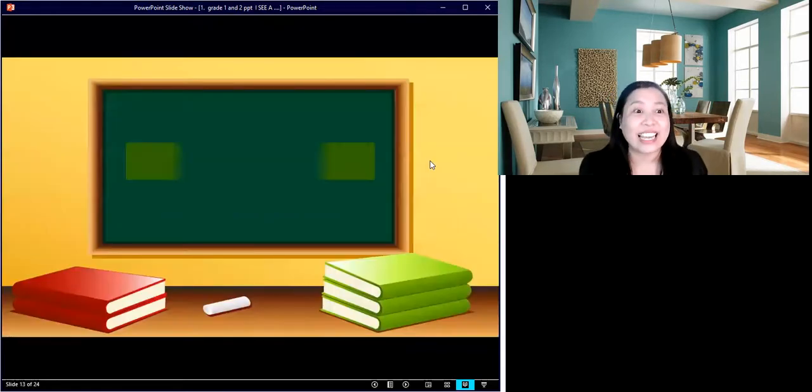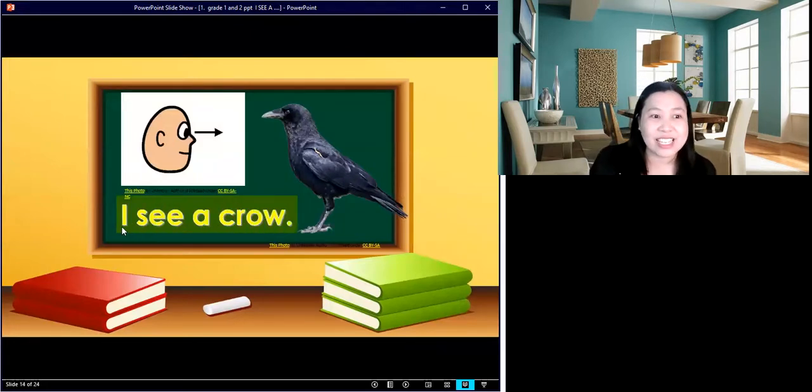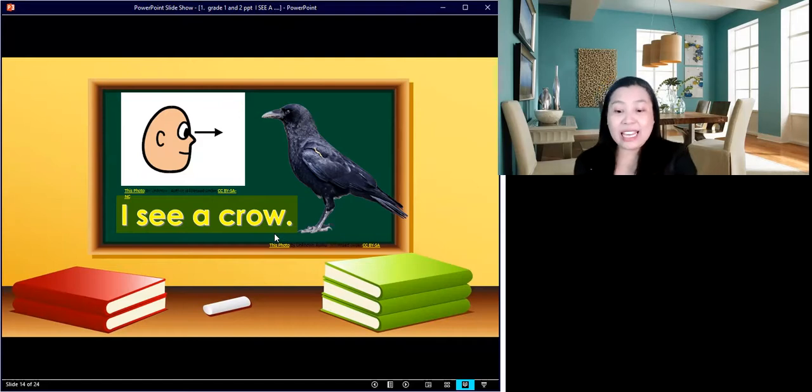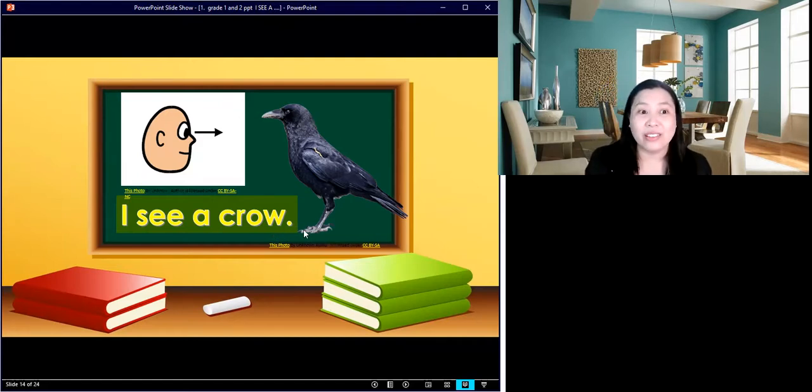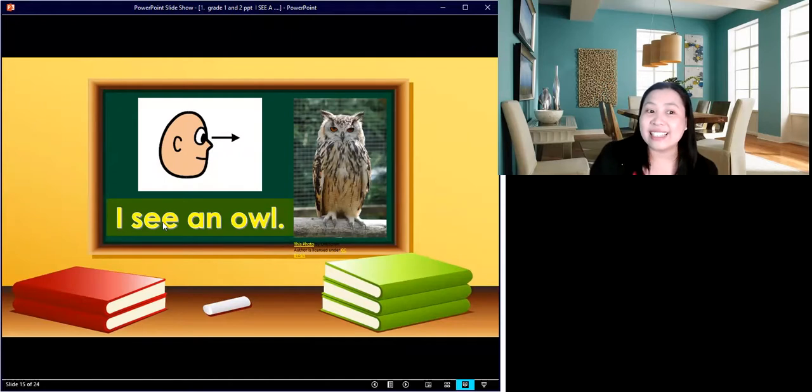Wow. Okay, now let's read the sentences. Okay, we have the sentence: I see a crow. I see a crow. Read again. That's right. Next reading. I see an owl. I see an owl. Read again, please.